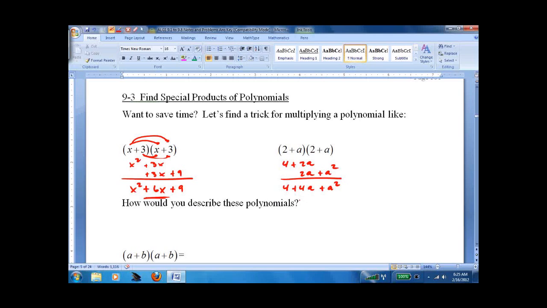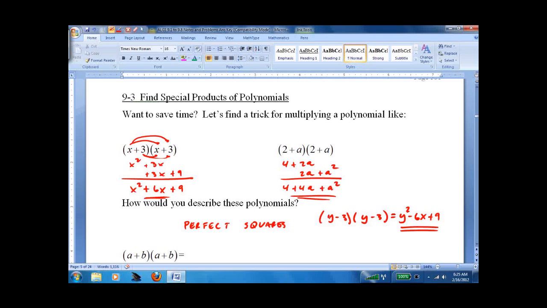So, notice any patterns? How would you describe these polynomials? We call these perfect squares, by which we mean it's the same thing twice. For example, y minus 3 would be times y minus 3. And now let's see if you can find the trick. It would be y squared minus 6y plus 9. How did I do that so fast?